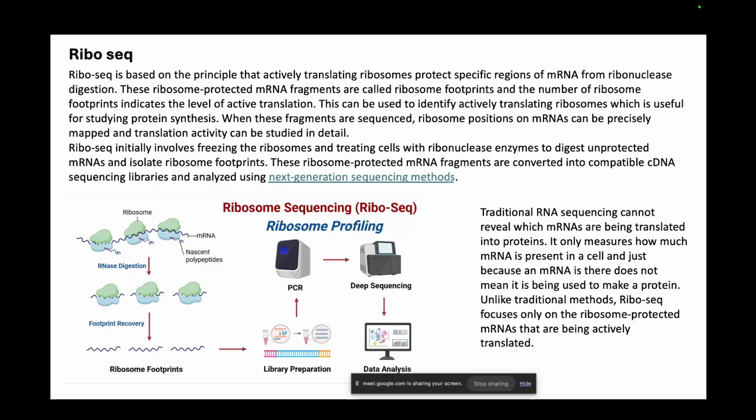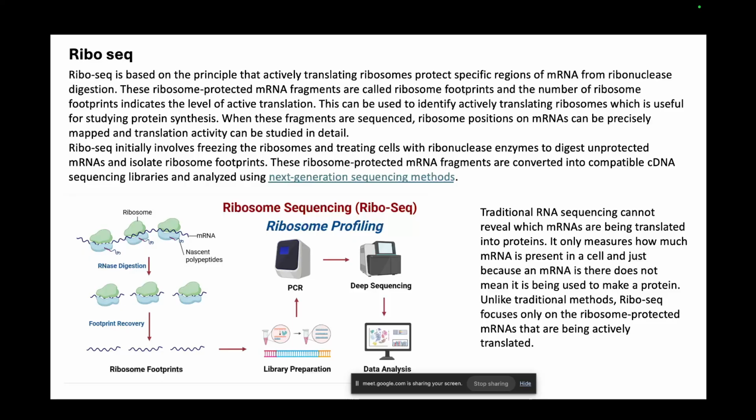The only difference is that you only want the part of the mRNA that is attached to the ribosome, right? The ribosome-attached mRNA is the important part. And so why do we need this? Because traditional RNA sequencing cannot reveal which mRNAs are being translated into proteins. It only measures how much mRNA is present in a cell, and just because an mRNA is there does not mean it is being used to make a protein. Unlike traditional methods, Ribo-seq focuses only on ribosome-protected mRNAs that are being actively translated, right?